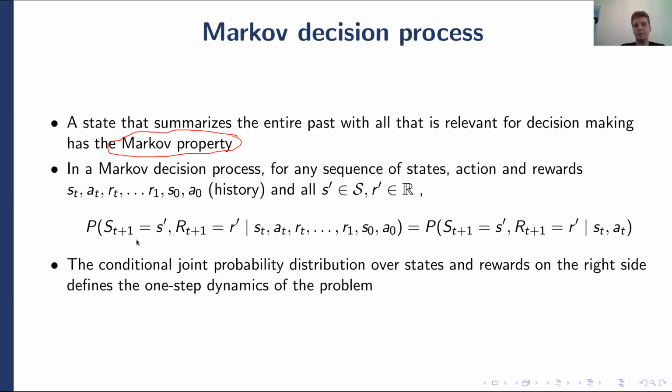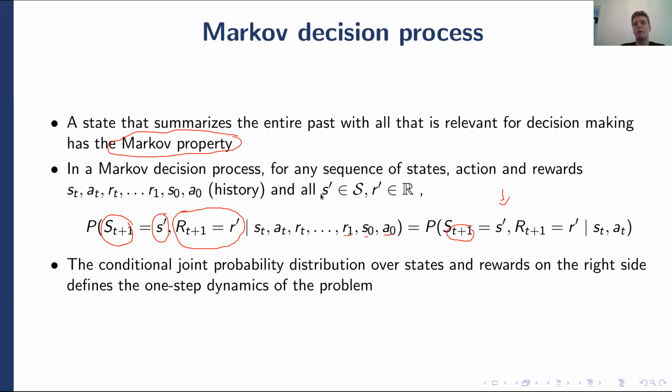is to say that the probability of state S_{t+1} being s prime, and the reward that you're going to observe at time step t+1 being r prime, given the entire sequence of interactions between the agent and environment, so the first state, the first action, the reward that you observed, and then the next state, the next action, the next reward, and so on, is equal to this probability given the current state and the current action.